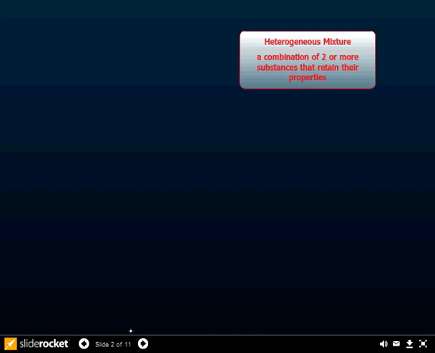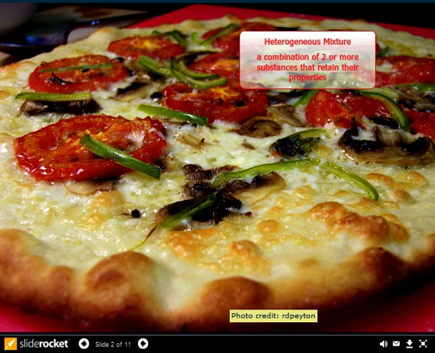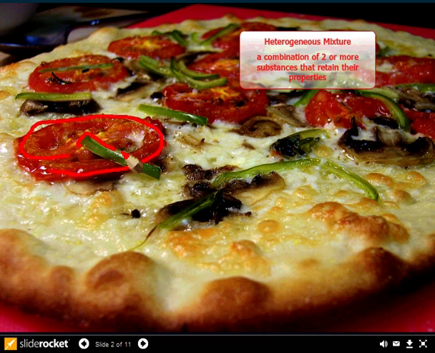The first picture I always like to use for a heterogeneous mixture is a pizza, because it illustrates it so well. And this pizza looks absolutely delicious, but more important than its taste right now is the fact that it's heterogeneous. You can see here we have a tomato, a bell pepper, some mushrooms, cheese, and a crust. All of these make up the pizza. So the pizza is a mixture, and these are physically mixed.